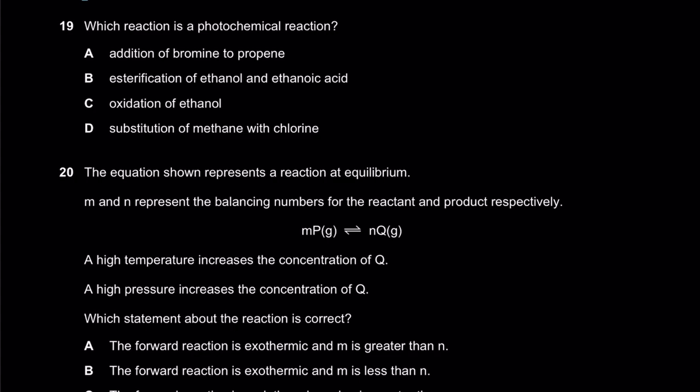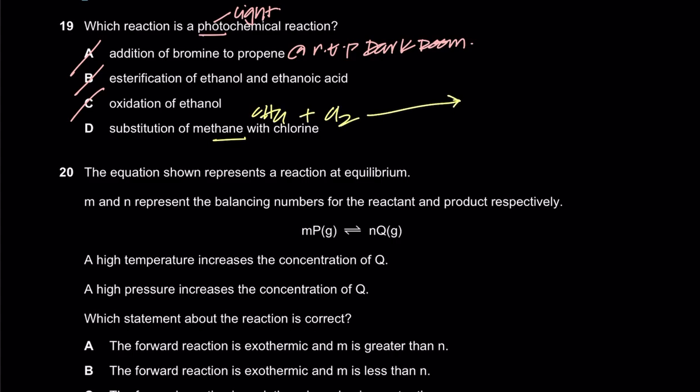Which reaction is a photochemical? Photo means light. So that reaction should involve light. Addition of bromine to propene is not a photochemical reaction because this occurs at room temperature and pressure in a dark room. Remember, these were its conditions. Esterification, no sir, you use conc. H2SO4 and you heat it to 200 degrees Celsius. Oxidation of ethanol, you use acidified KMnO4, acidified potassium manganate or acidified potassium dichromate, who cares. Substitution, yes, CH4 reacts with chlorine only in the presence of UV light. So because light is involved here, D is correct.